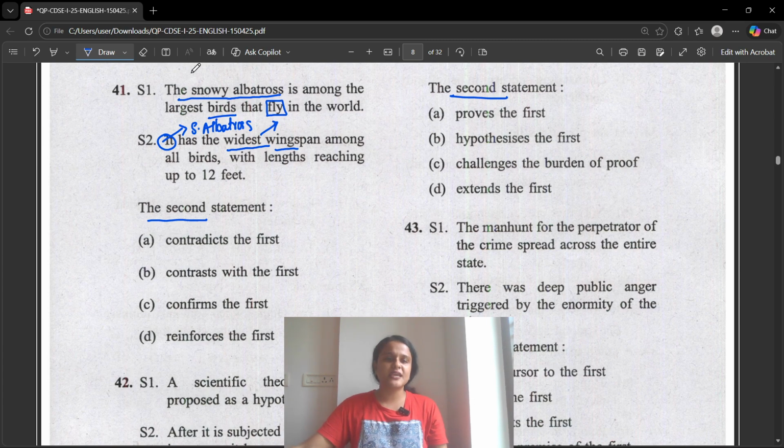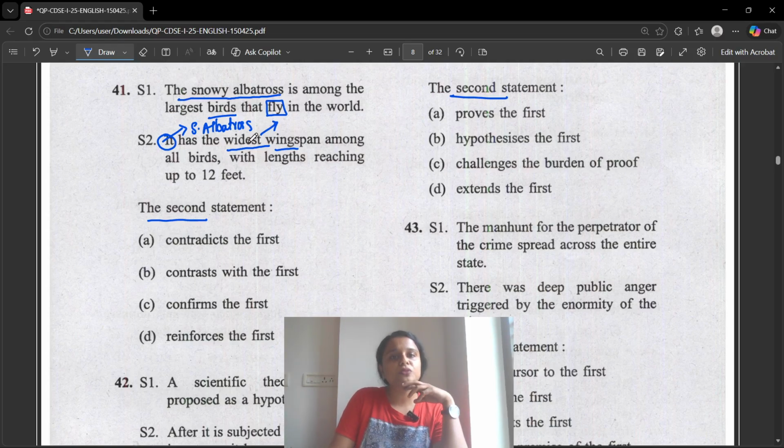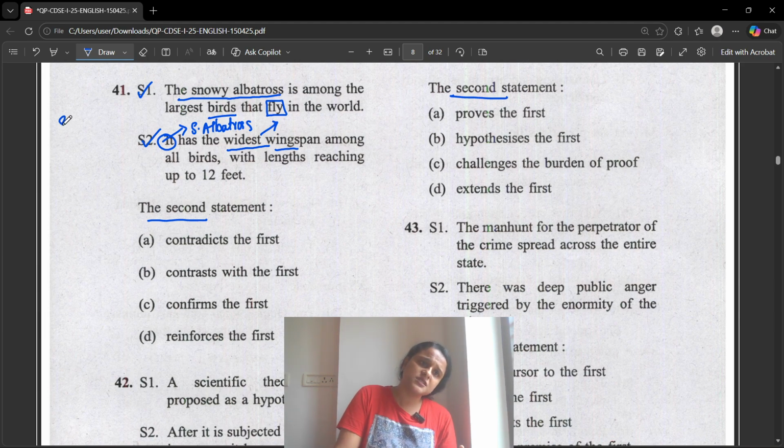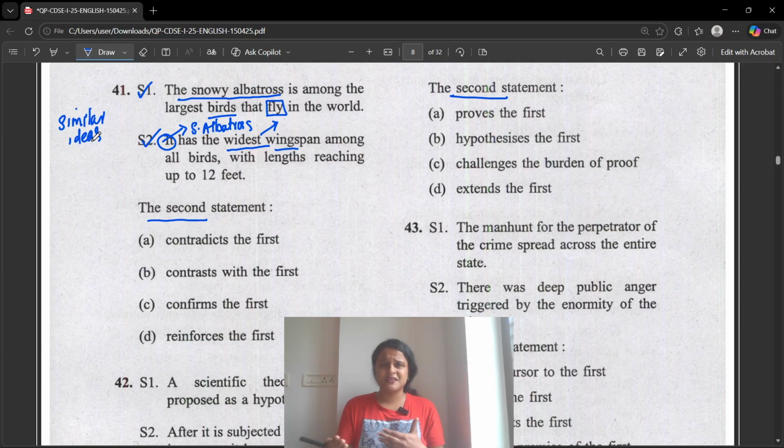Now, before looking at the options on my own, let me try to figure out a connection. What do I understand? I realized that both the statements are about the snowy albatross. Both the statements talk about its size, it being one of the largest birds, it having the widest wingspan, etc. So they seem to be talking about similar things. Would you agree with that? So the two sentences are talking about similar ideas. They are not saying opposite things. They are not saying that though this is correct, this is not correct, nothing like that. Similar things. Let's see if that will help me narrow down certain options.